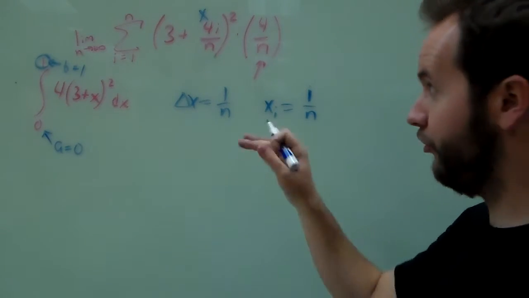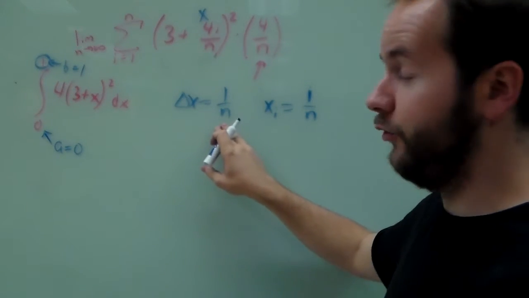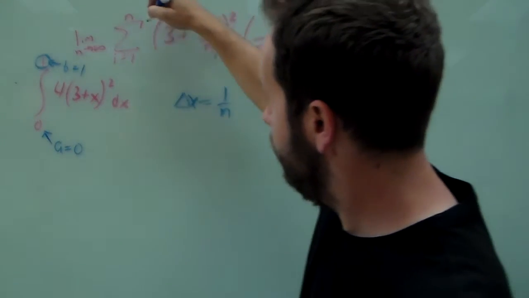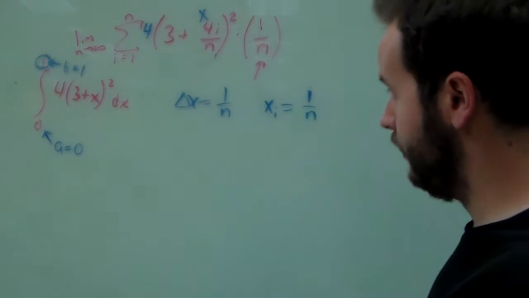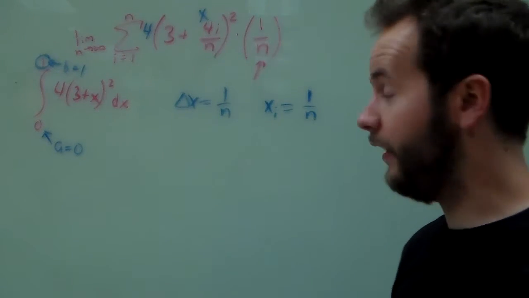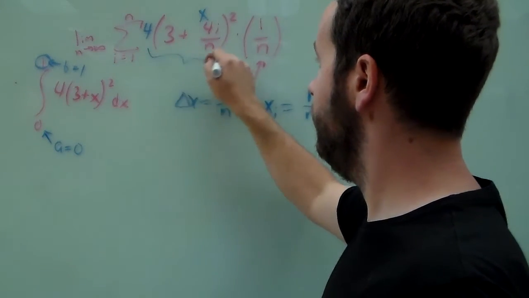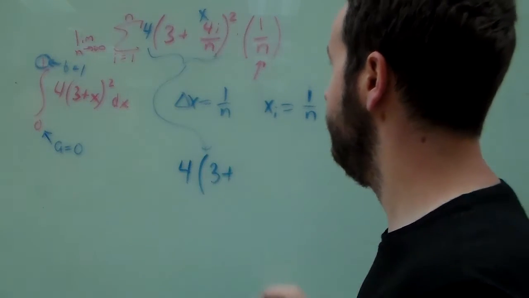Okay, let's look back at the original summation. Here we have 4 over n, but our delta x is 1 over n. That's okay. Here's what I'm going to do with that 4. I'm going to erase the 4, pull it out in front, and put a 1 up here. So now I have delta x equals 1 over n. That checks out. My xi is i over n. So what do I have here? This would be 4 times 3 plus.